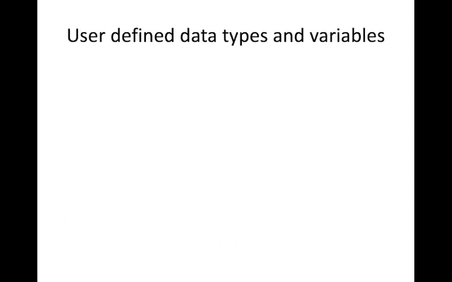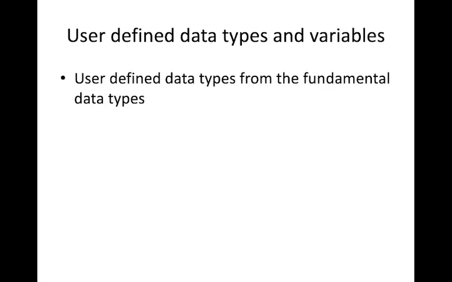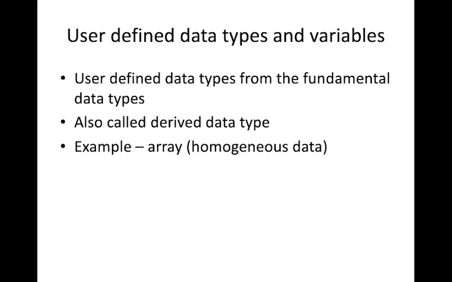So what is meant by a user-defined data type? User-defined data types are the data types that are formed from the fundamental data types. They are also called derived data types. An array is an example of a derived data type because it is a data structure. If we declare an integer array, we can store many homogeneous data in it. Homogeneous means of the same data type, that is, if it is an integer array, we can store integer elements in it.